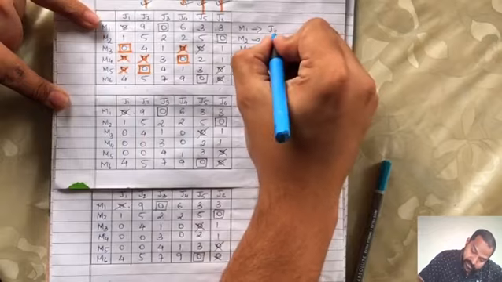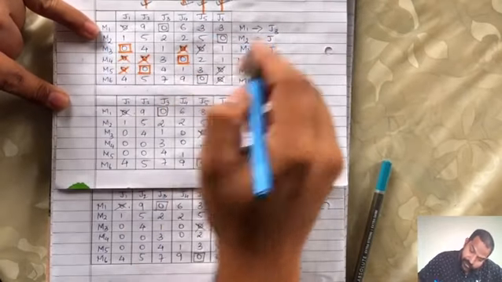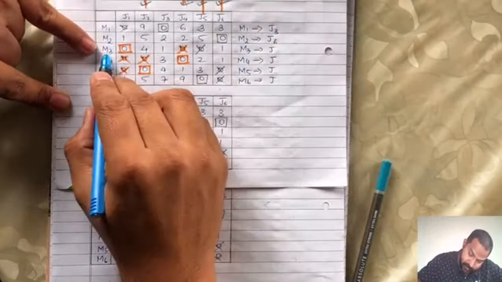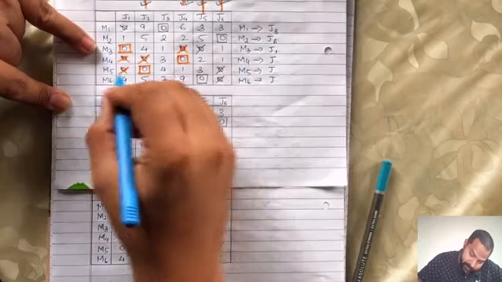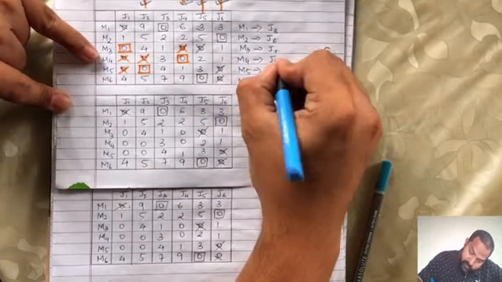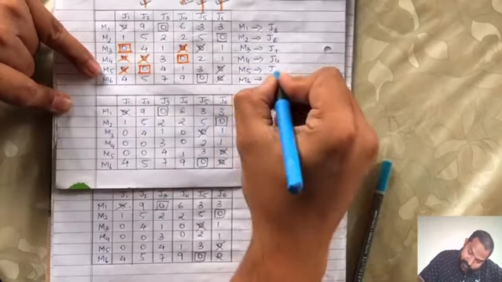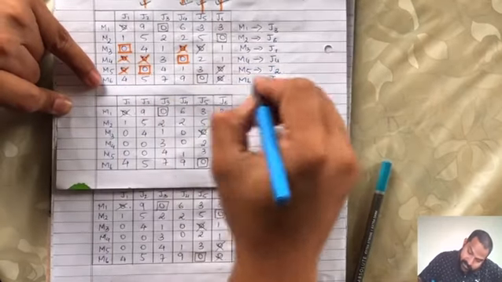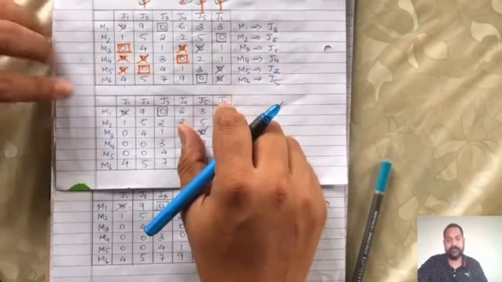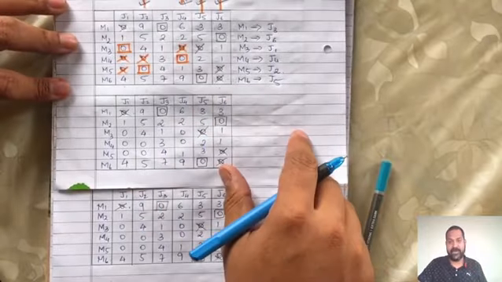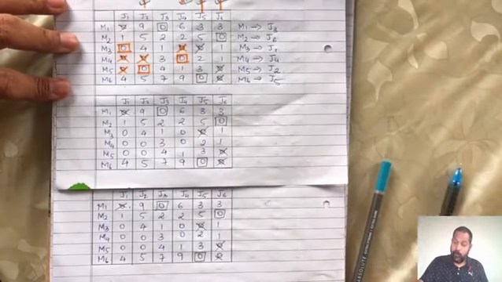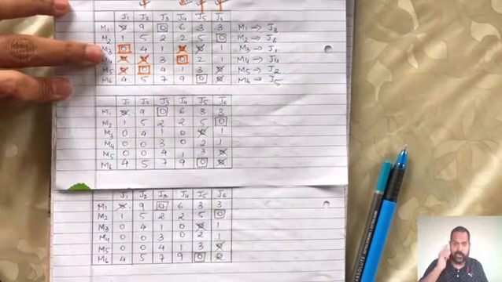M1 is going to J3, M2 is going to J6, M3 is going to J1, M4 is going to J4, M5 is going to J2 and M6 is going to J5. This is one assignment. But what I did was I chose the first 0.